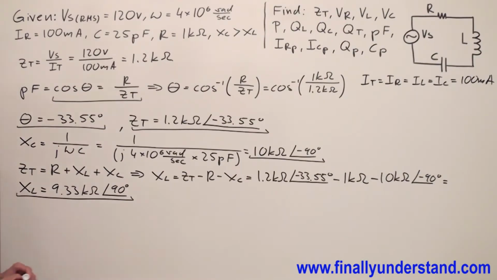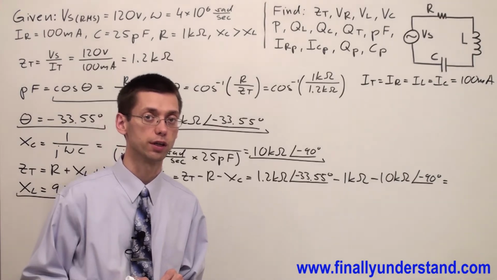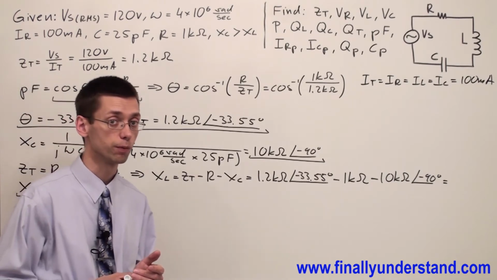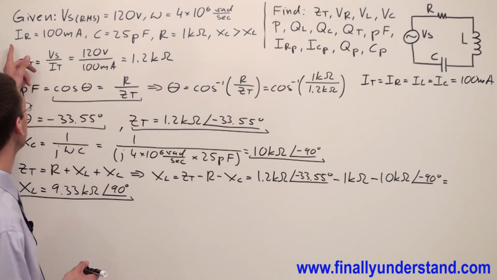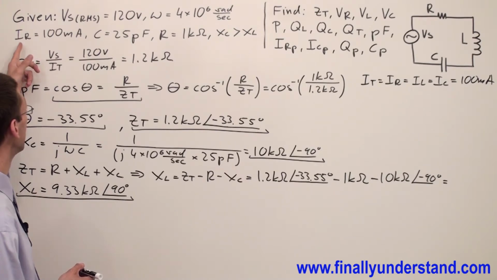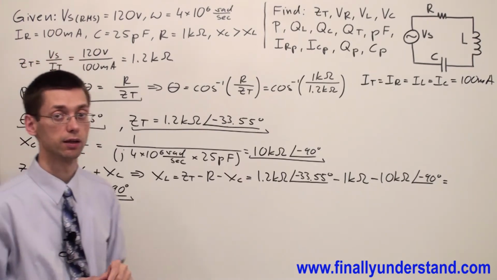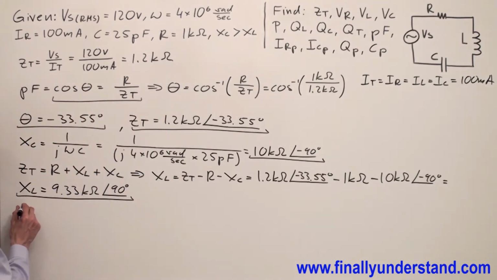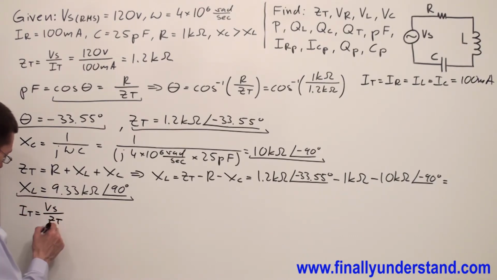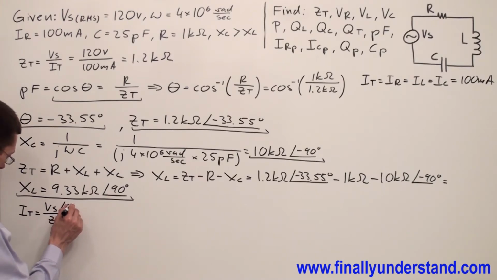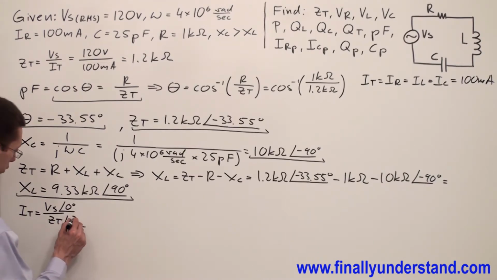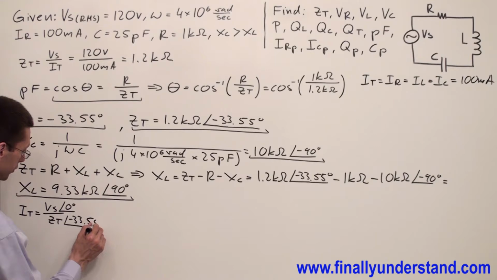Now we're supposed to get ready to find the voltage across each component. I'm saying get ready because I want to use Ohm's law to do so. And please realize that we have I total, which is equal to IR, but we are missing the angle. We have to find the angle for our current. You're supposed to remember the formula which says that I total is equal to voltage source over Z total. We assume that voltage source has angle of 0 degrees, and we found that Z total has angle negative 33.55 degrees.